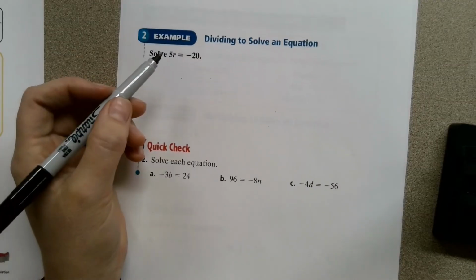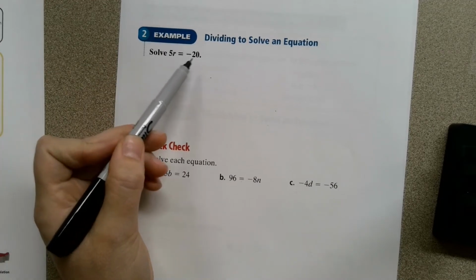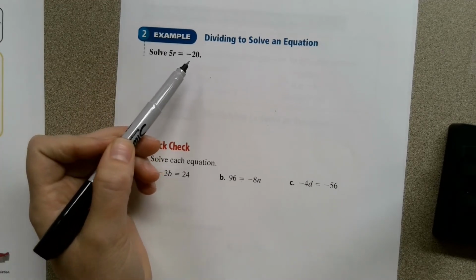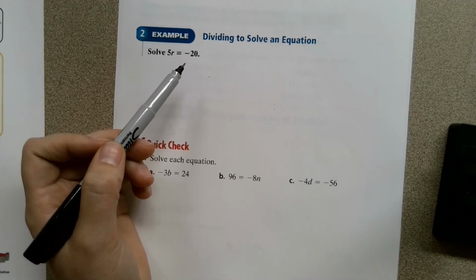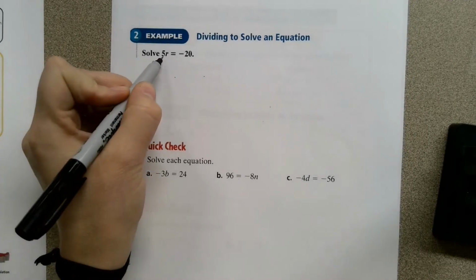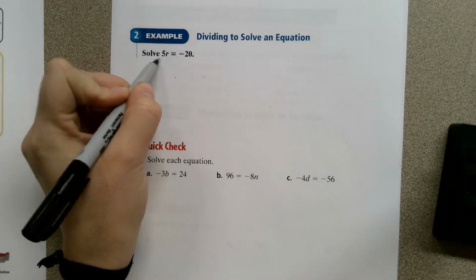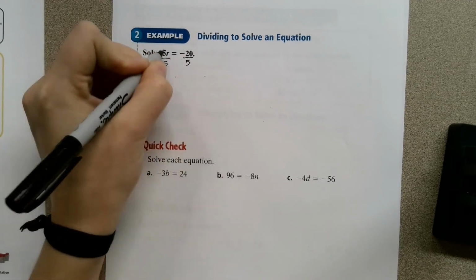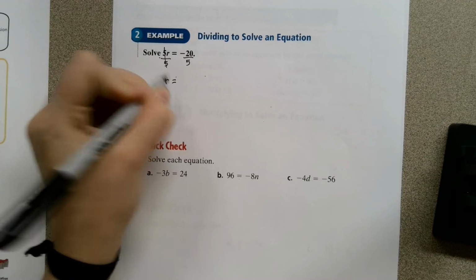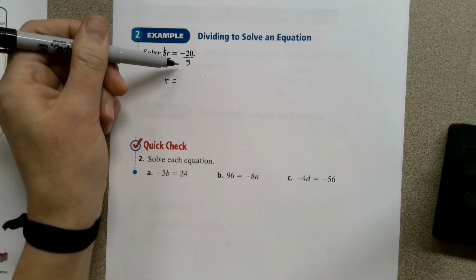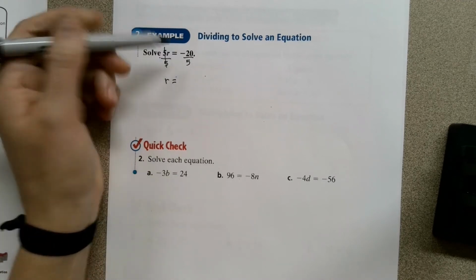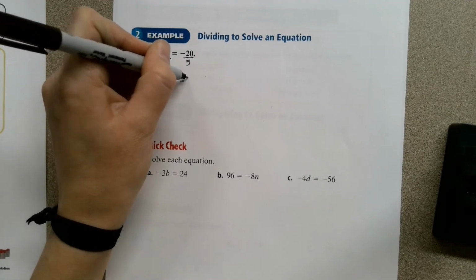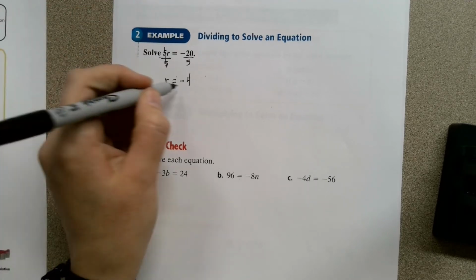This next example is just using a negative value. So when we're working with this, we always want to double check that we are taking into account the signs. This is still multiplication, so we're going to divide by 5 on both sides. That'll cancel, giving us r is equal to, now it's a negative 20 divided by a positive 5, opposite sign, so it's going to be negative, and 20 divided by 5 is negative 4.